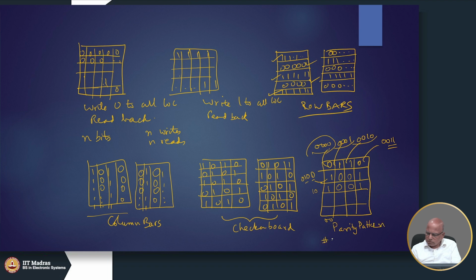So find the number of ones in the address, then if it is even, write 0, else write 1. So this could also be a pattern. So like this, maybe this is a better pattern for address decoder faults.